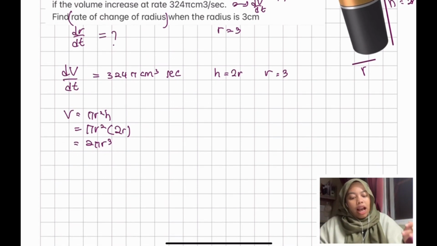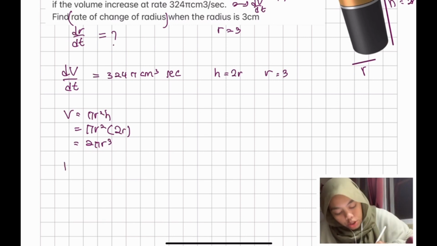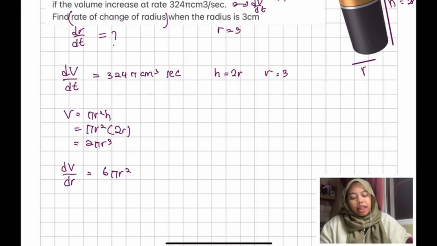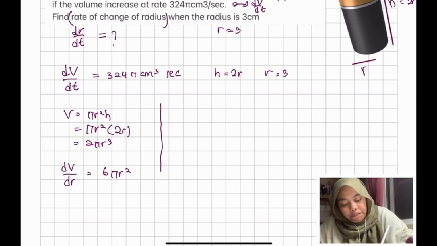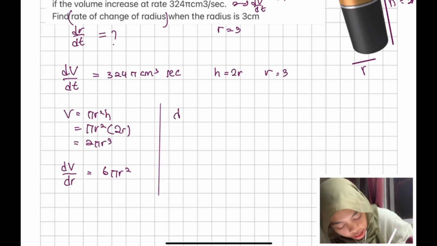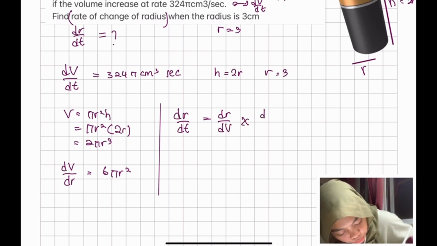Okay, now you have to differentiate V with respect to t. I mean with respect to r. So, dV over dr equals 6 pi r squared. Okay, so right now, you already have the value of dV over dt and dV over dr. So, you can find the rate of change of radius by using the chain rule. So, dr over dt equals dr over dV times dV over dt.